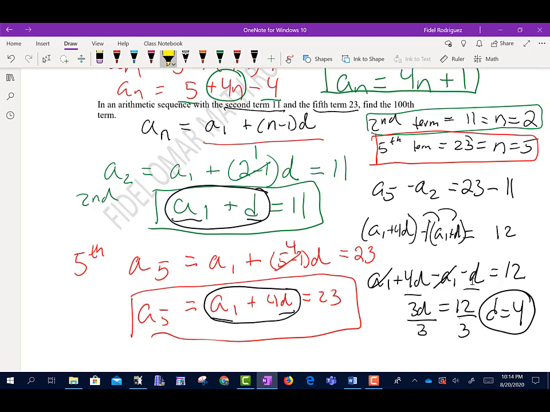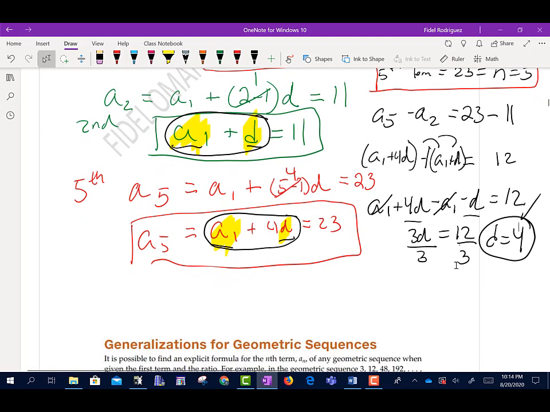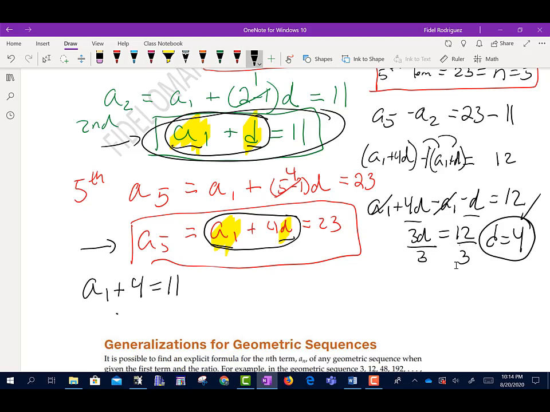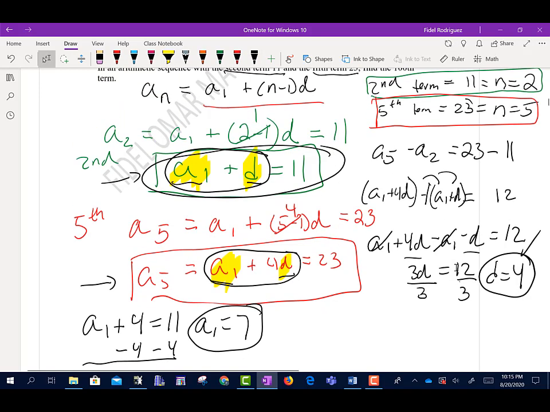There were two pieces that we didn't know. We didn't know what the number a1 was, and we didn't know what the letter d was, and now we found d to be the number 4. So now I'm going to come back. It doesn't really matter which of these two I use. I'm going to use this one just because my numbers are a little bit smaller. I'm going to say a1 plus the number d, which we just found to be 4, is equal to 11. Now if I take away 4 on both sides, a1 is equal to 7. This is perfect because now I know both pieces that I was missing. Now, I don't know about you guys, but I already forgot what it was asking me to do.